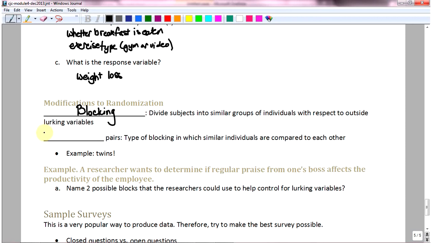There are lots of different types of blockings that you can do. One type of blocking that's commonly used is a matched pair design. So matched pairs is a type of blocking in which similar individuals are compared to each other. And probably the most ideal type of matched pair would be using twins in a study, where one twin is given a certain treatment and the other twin is given a different treatment.